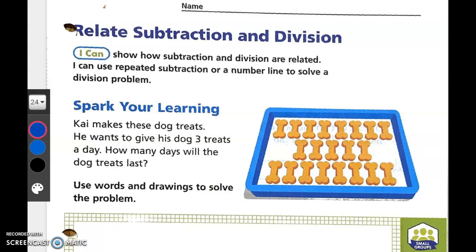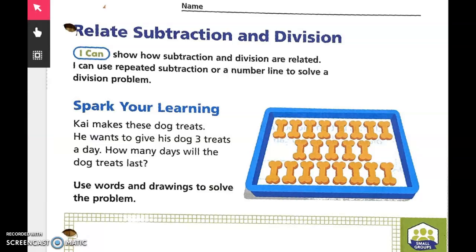Good morning. We're looking at Math Lesson 6.4, Related Subtraction and Division. Your I can statement this morning says, I can show how subtraction and division are related. I can use repeated subtraction or a number line to solve a division problem. Just like we can use repeated addition, we can use repeated subtraction.